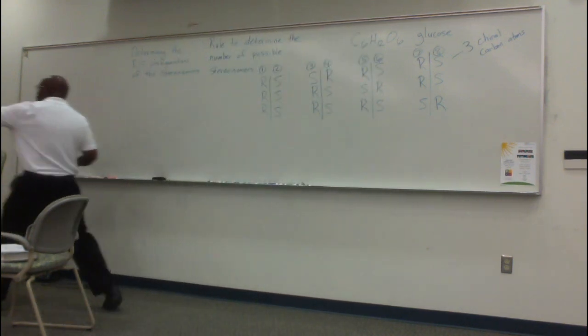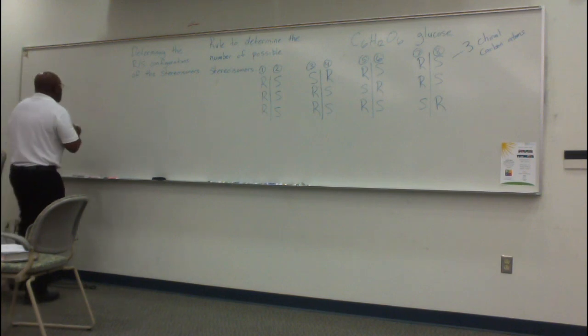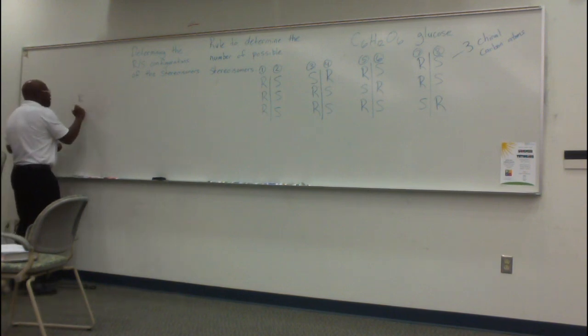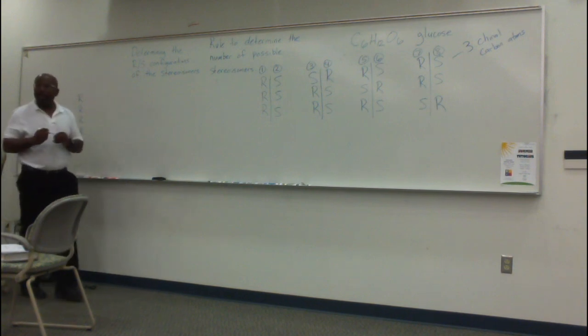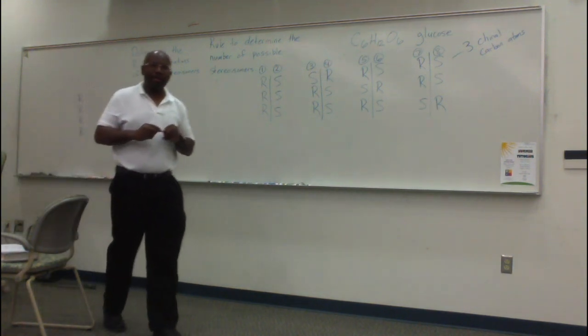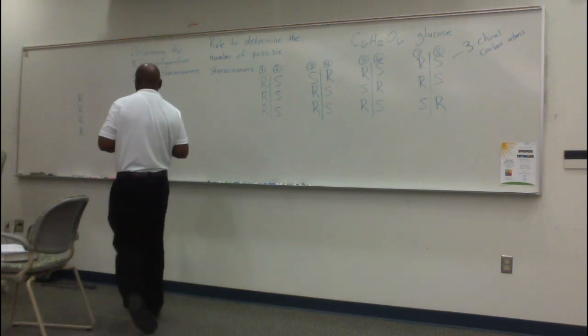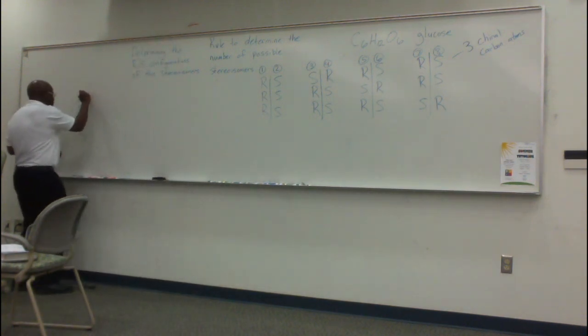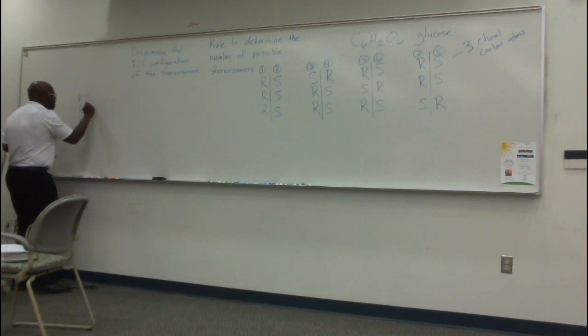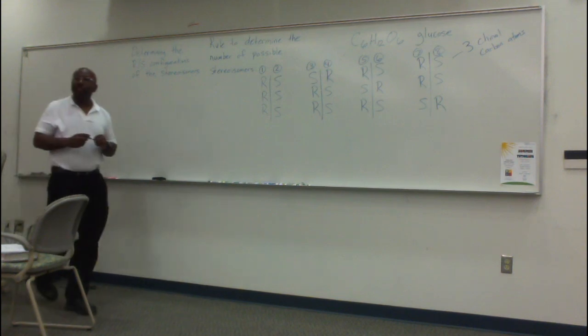I'm going to get back into the corner. We have R, R, R, R. Mirror of R, R, R, R: S, S, S, S. 4 S's. What am I going to do next?